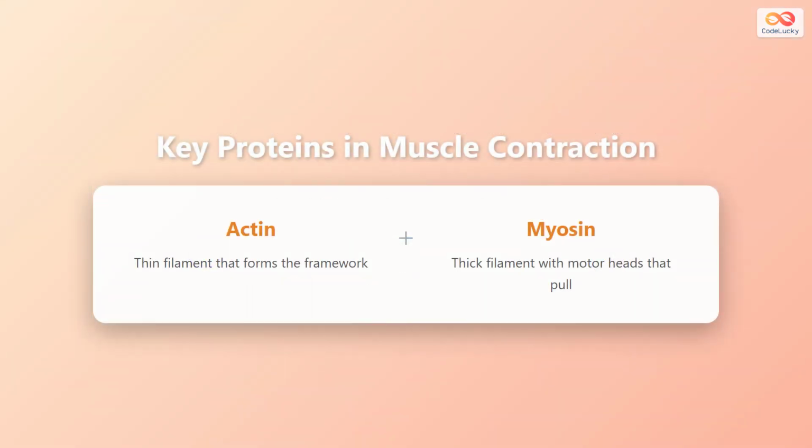2 key proteins make muscle contraction possible: actin and myosin. Actin is the thin filament that forms the structural framework within the muscle fiber. Think of it as the track or rail system. Myosin is the thick filament equipped with tiny motor heads that do the actual work. These myosin heads grab onto the actin filaments and pull, like little motors walking along a track. The coordinated pulling action of billions of these protein pairs creates the force that makes your muscles contract.